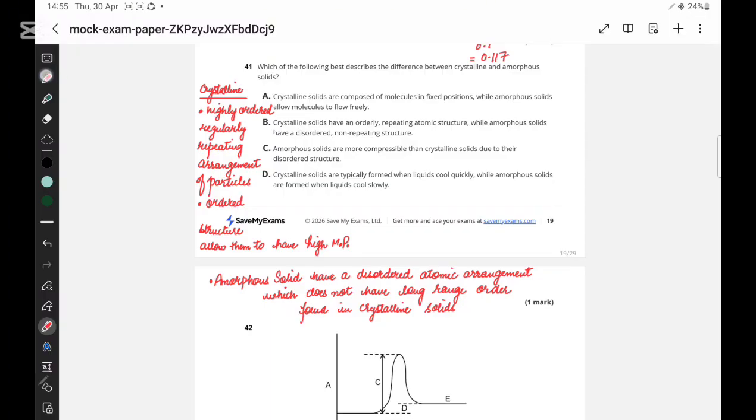So option B suggests this: that crystalline solids have an orderly, repeating atomic structure, while amorphous solids have a disordered, non-repeating structure.